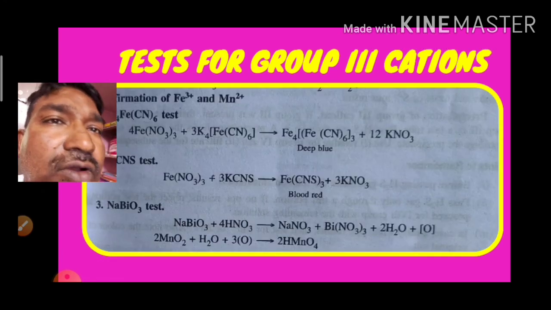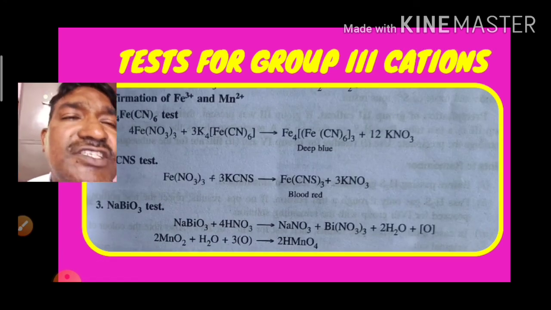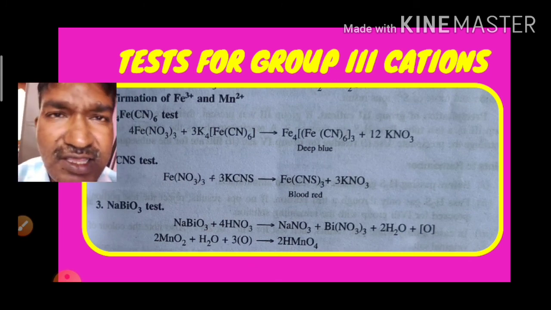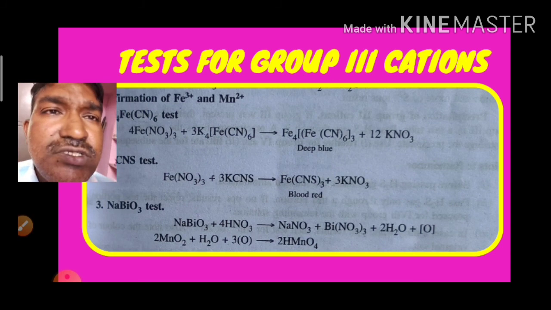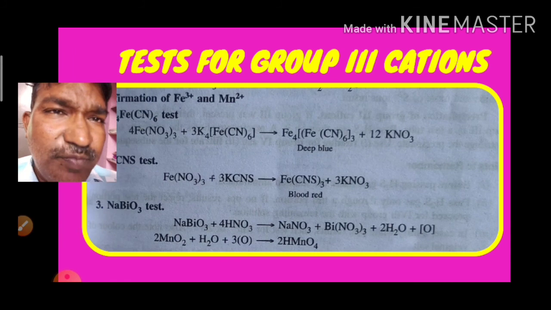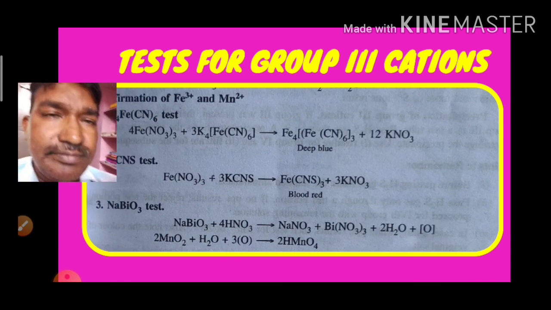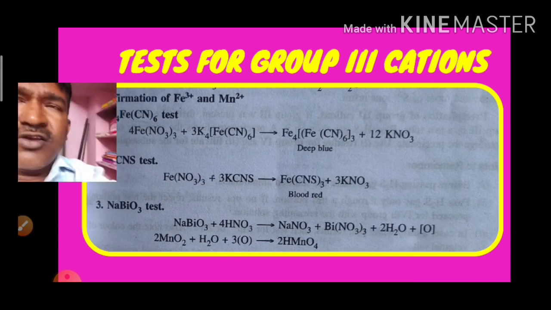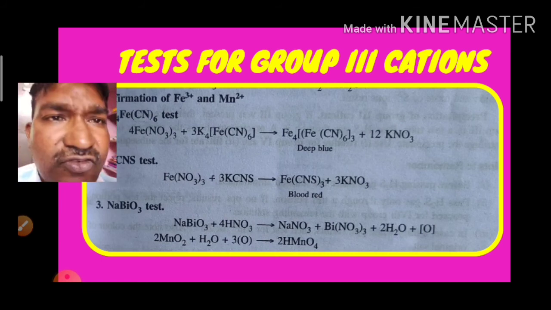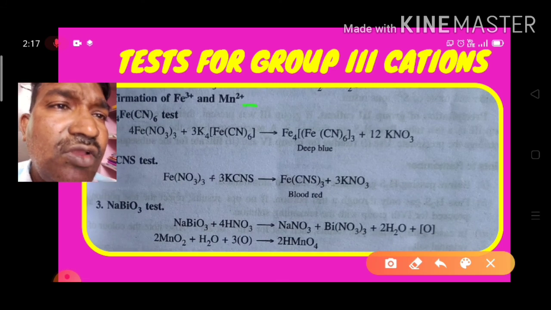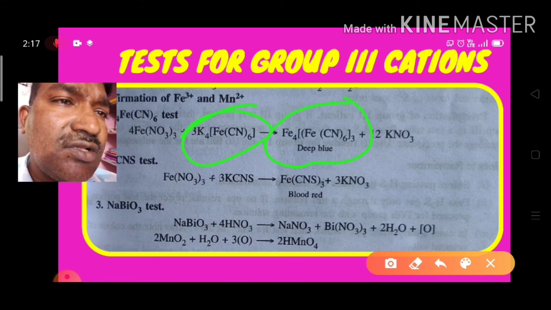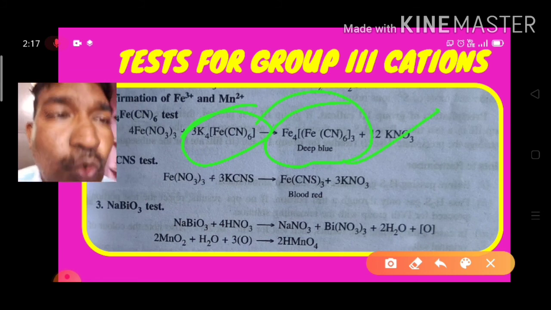Okay, next we go for the confirmation test for the ferric ions and manganese ions. We get manganese ions in the fourth group also. So we have to take the precipitate and add HNO3, so that the hydroxides convert into the nitrates. To that ferric nitrate solution we add potassium ferrocyanide, and here we get a deep blue color solution that is known as the Prussian blue.